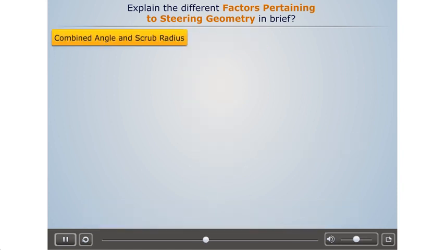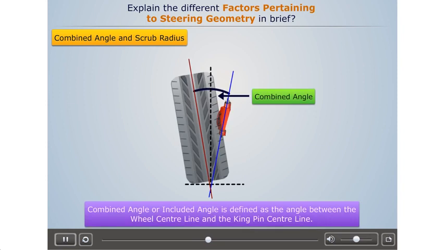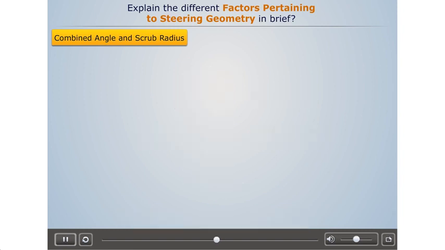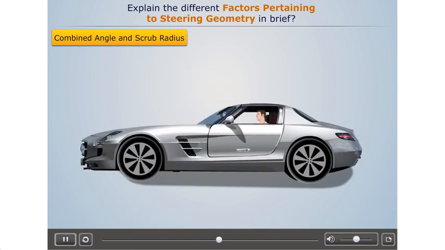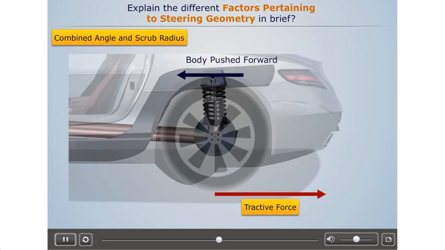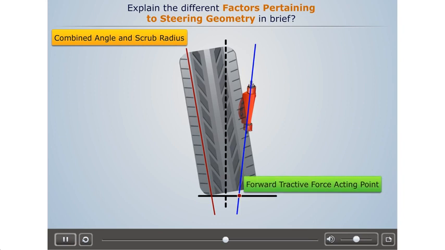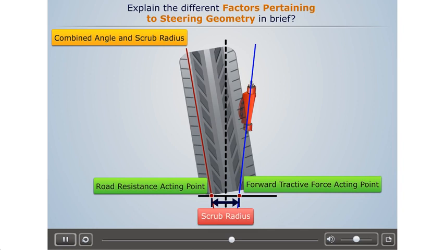Combined angle and scrub radius. Combined angle or included angle is defined as the angle between the wheel center line and the kingpin center line. It's equal to the sum of camber angle and kingpin inclination. To understand scrub radius, consider a rear-wheel drive vehicle. Here, the tractive force of the vehicle pushes the suspension cross-member and the body forwards during drive. Thus, the forward tractive force acts at a point where kingpin axis meets the road. Also, the road resistance acts at the wheel contact point on the road. Now, the distance between these 2 points is known as scrub radius.